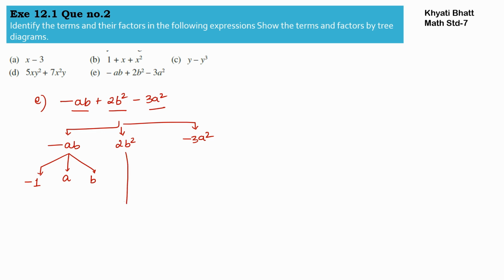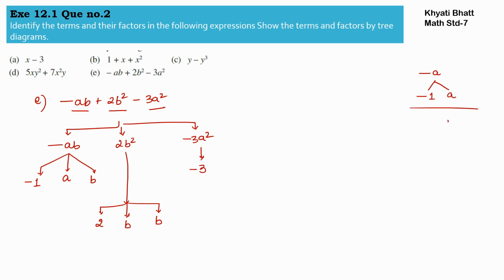Now let us write factors for the 2b square. So 2 will be there, then b and another b will be there. So these are the factors of 2b square. 2b square is positive, so here we do not need to include any negative sign. Now for minus 3a square. So first of all 3 will be there and the minus sign will go along with the number. For example, if minus a is there, then we are not going to write the minus sign along with the a. So for that we need to mention minus 1 and a.